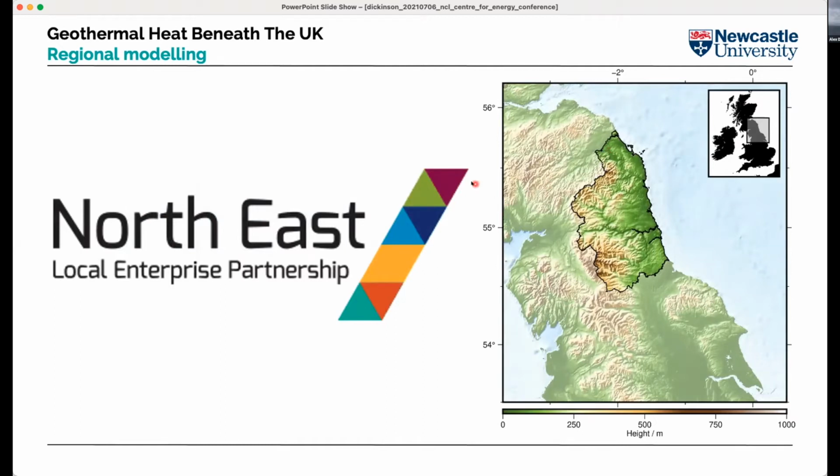And what they wanted out of the project was maps of how the temperature varied at depths, say from the surface down to 5 kilometres beneath this region, so they could plan geothermal heating networks for businesses and residents in this area.